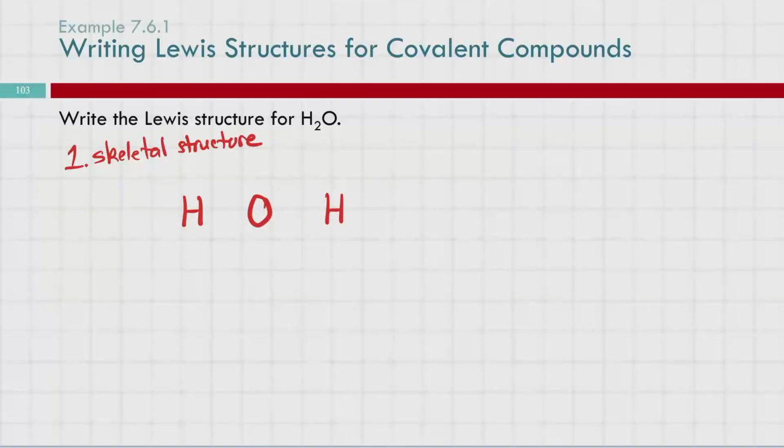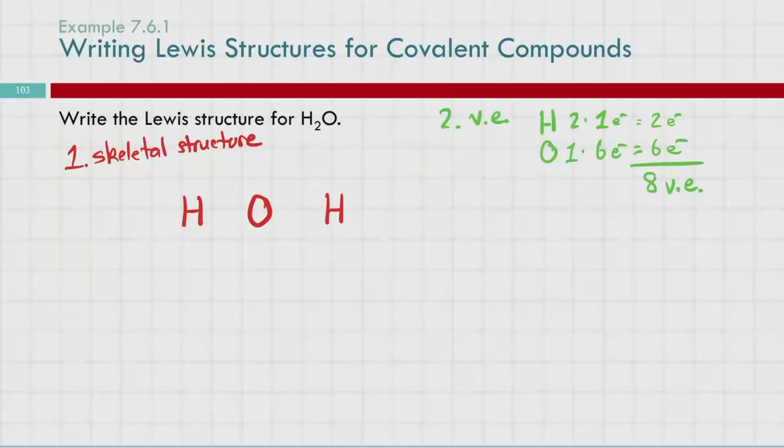So we've got our skeletal structure, and then we need valence electrons. For hydrogen, we've got 2 of them with 1 electron each. For our oxygen, we've got 1 of them, and oxygen has 6 valence electrons because it's in that 6A or 16 column or group. So our hydrogens are giving us 2, our oxygen is giving us 6, and that gives us a total of 8 valence electrons. So we've got 8 dots that we can put on our little playing board here.